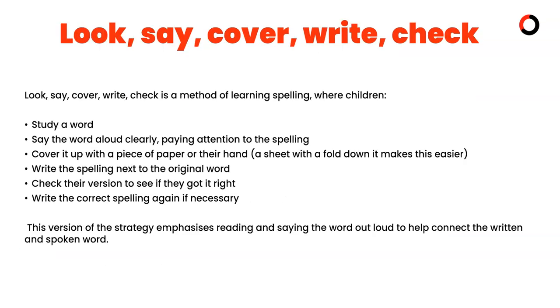So the intervention uses the look, say, cover, write, check, which is a method of learning spelling where children study a word, say the word aloud clearly, pay attention to the spelling, cover it up with a piece of paper or their hand, write the spelling next to the original word, check their version to see if they got it right, write the correct spelling again if necessary. This version of the strategy emphasizes reading and saying the word aloud to help connect the written and spoken word.